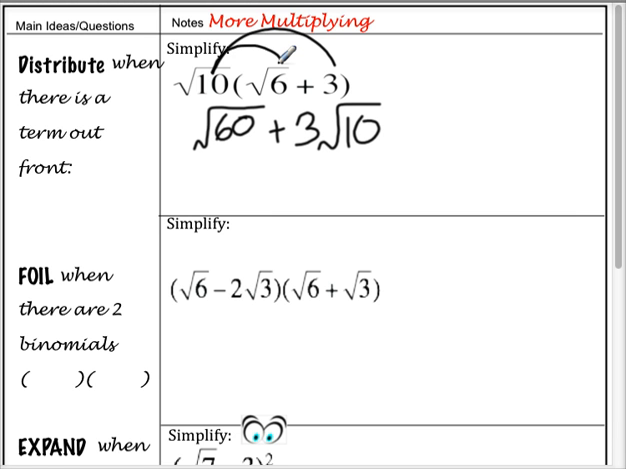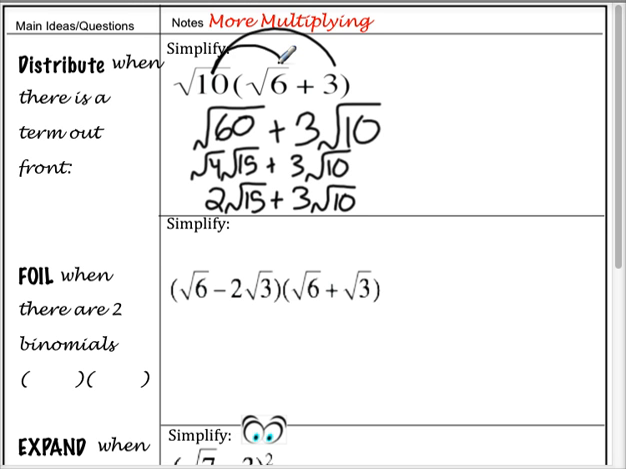Now, looking at square root of 10, there's no perfect square that pulls out of that, so we know we're already good. However, 60 does have a square root that can pull out of it. In fact, it has a 4. 60 is 4 times 15. So, even when you're doing these problems, remember you are always looking to simplify your radical. Square root of 4 becomes 2, so we get 2 square roots of 15 plus 3 square roots of 10. And that is going to be your final answer.